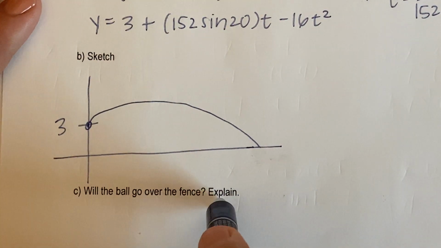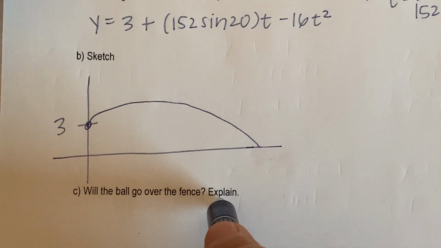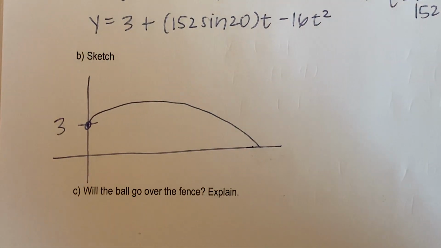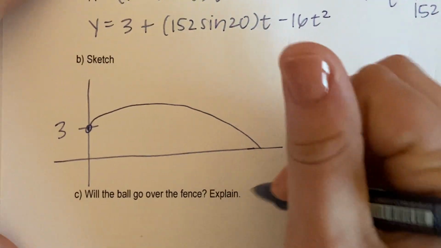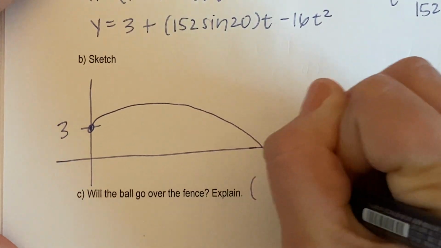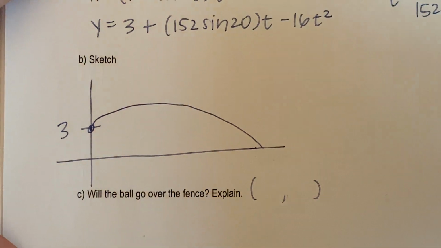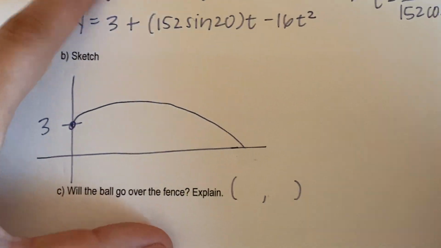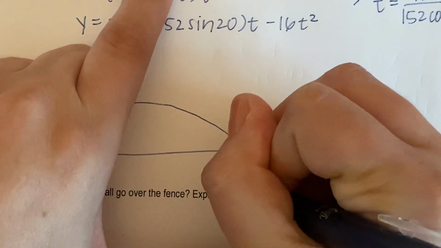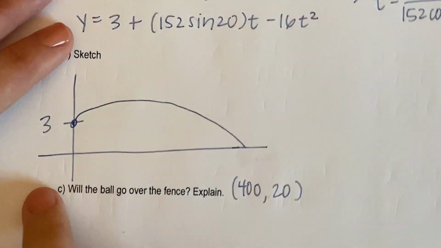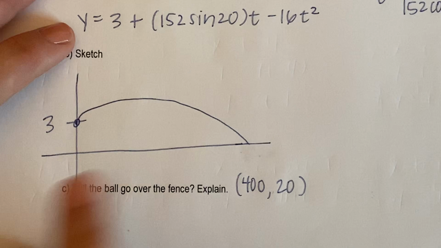Will the ball go over the fence? Explain. Okay, so let's go back to that fence. The fence is a 20-foot fence that's 400 feet away. So my fence, if it's 20 feet tall, that's the y value. If it's 400 feet away, that's the distance on the ground, that's the x value.